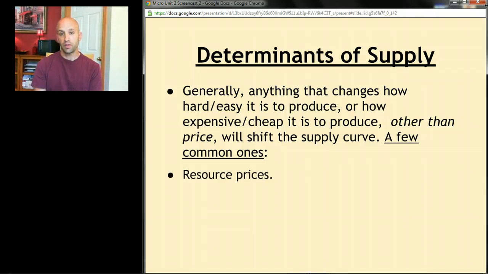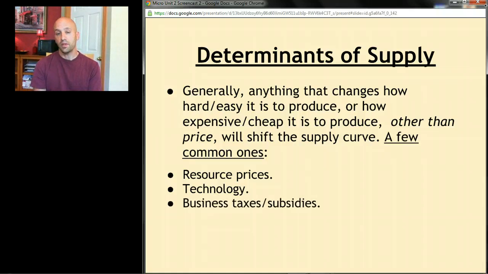First off, resource prices. You're making lemonade, but the price of lemons goes up, the price of sugar goes up, the price of your workers goes up. Those are all resource prices, and those might all affect how much lemonade you wind up producing. Technology. You get a magical lemonade making machine that makes it twice as fast and twice as cheap to produce lemonade. Probably going to change how much lemonade you produce.